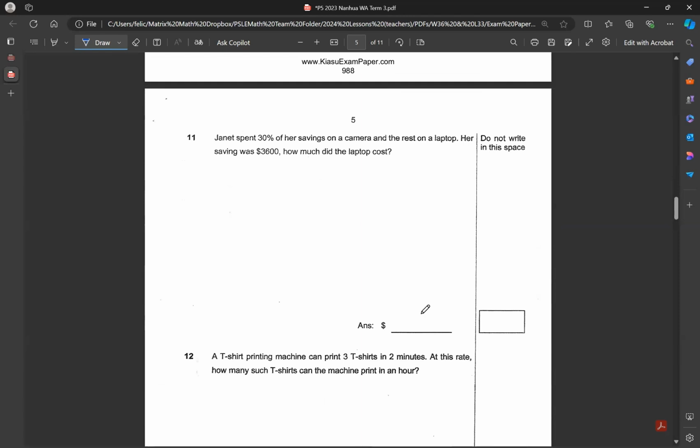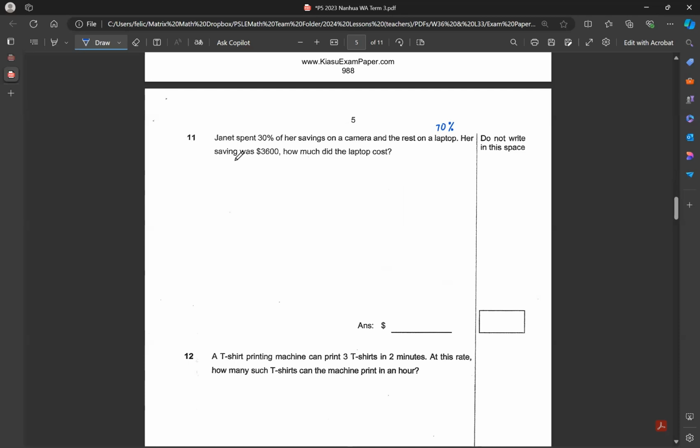Janet spent 30% of her savings on the camera and the rest on her laptop. Her savings was $3,600. How much did the laptop cost? So 3,600 is her total savings. Out of this savings, she spent 30% on the camera and the rest on the laptop. They ask you how much did the laptop cost? In this case, I hope you can straight away identify the laptop is 70% of her savings, because 30% of her savings was spent on the camera. So the rest means 70% on the laptop. 100 minus 30, that's how I get 70.